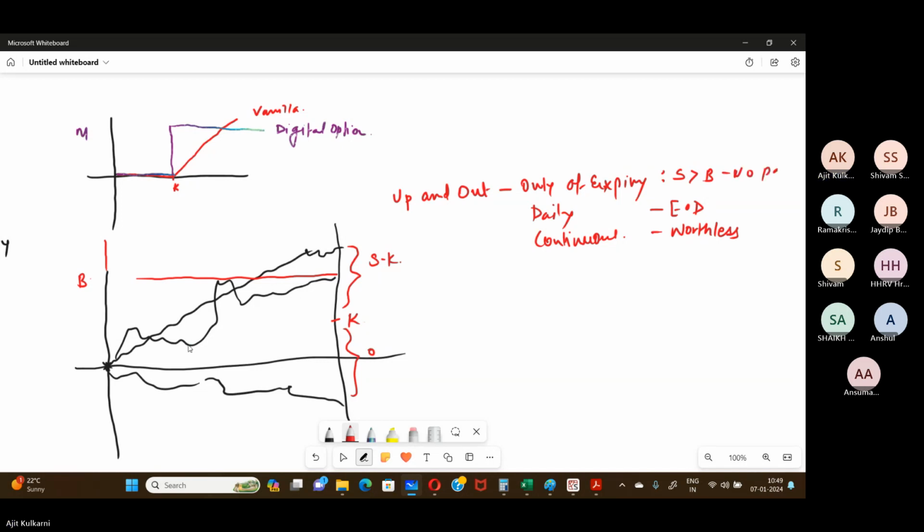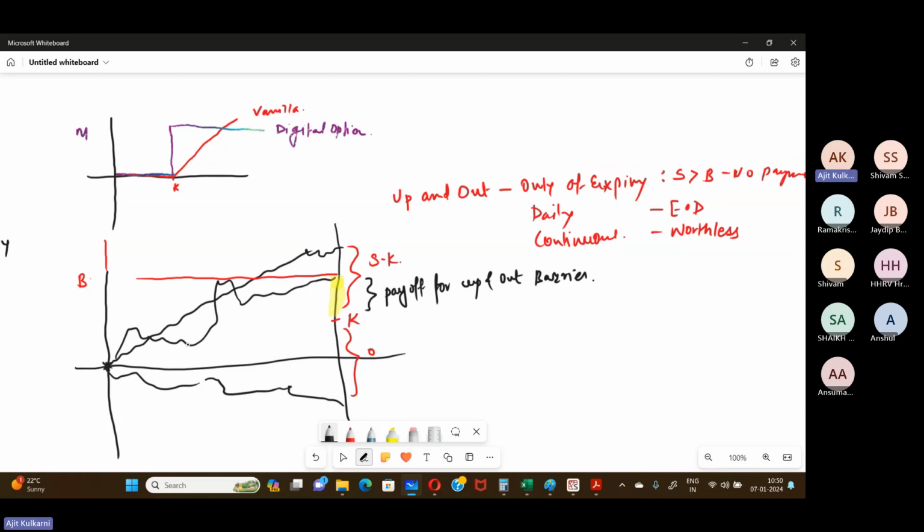Okay, so the payoff occurs in this zone. Let me highlight it. So this is the zone where the payoff occurs. Up and out barrier.